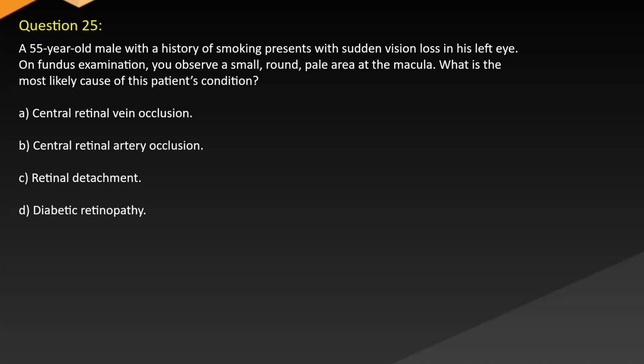Question 25. A 55-year-old male with a history of smoking presents with sudden vision loss in his left eye. On fundus examination, you observe a small, round, pale area at the macula. What is the most likely cause of this patient's condition? A. Central retinal vein occlusion. B. Central retinal artery occlusion. C. Retinal detachment. D. Diabetic retinopathy.